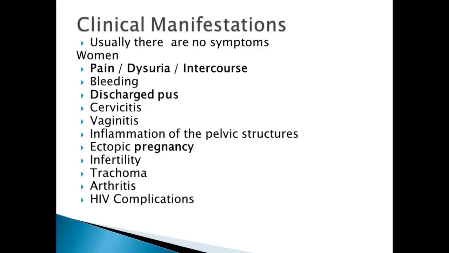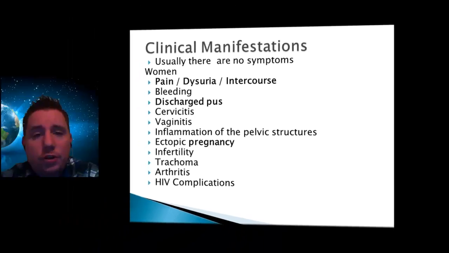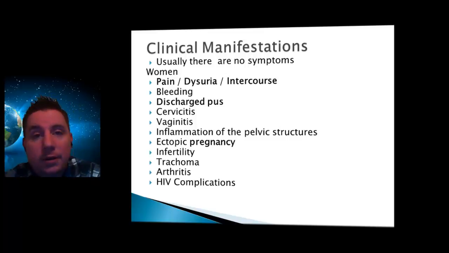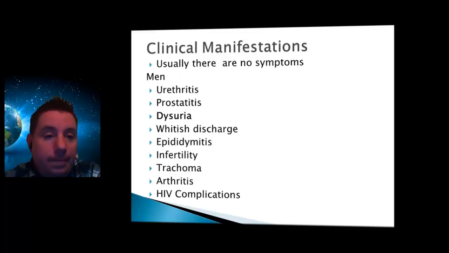Trachoma, which is the conjunctivitis in the eye. This is both men and women. Arthritis, particularly in the knee. And HIV complications really come down to the susceptibility. So if you're already fighting off an infection and you don't have HIV and then you get infected, you're more likely to be infected and at a more rapid rate. And if you already have HIV, this is just going to make things worse because you're already immunocompromised and this bacteria is going to proliferate through your body.